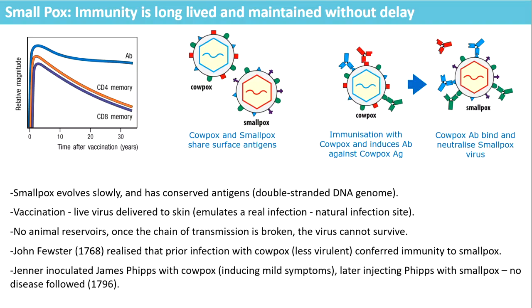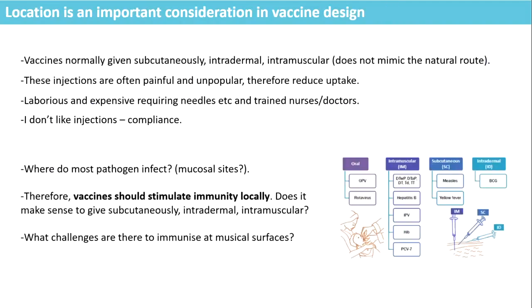But it was actually another doctor, John Fuster, who had realized that prior infection with cowpox, which as we mentioned is milder and less virulent, confers immunity to smallpox. So he was the one that made that initial observation, and then it was Edward Jenner that came along and realized the significant implications of this, and did that experiment with James Phipps, proved that it could work and proved the concept of vaccination. So that's really the origins of it.